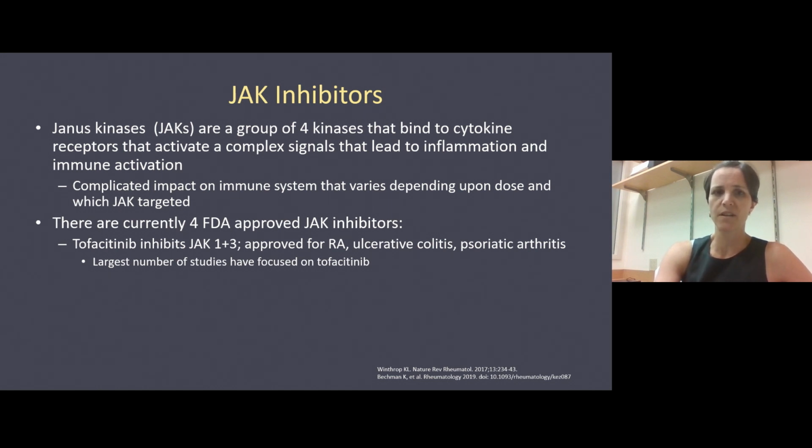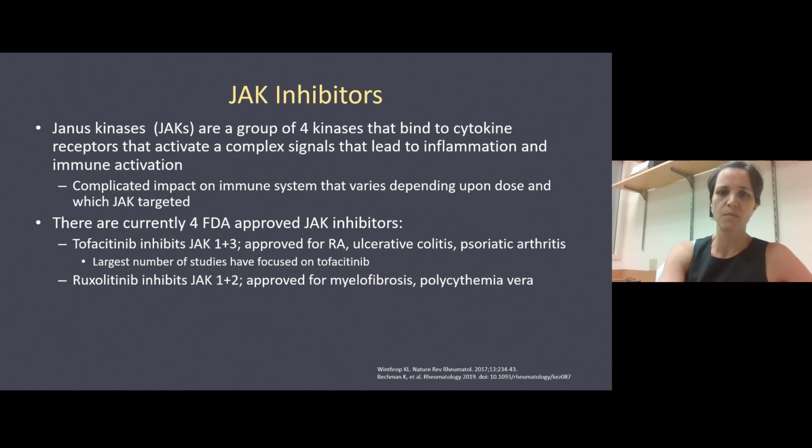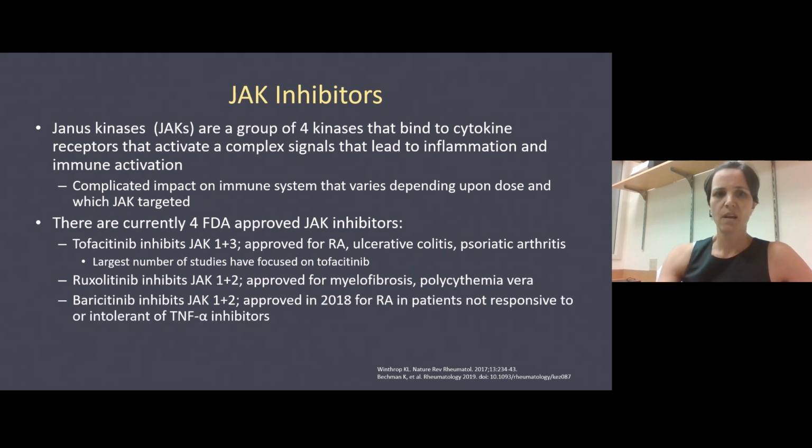People are very excited about this drug. The one you're probably most familiar with is tofacitinib. It's approved for rheumatoid arthritis, UC, and psoriatic arthritis. And most of the studies that we know about this family of drugs are from tofacitinib. Ruxolitinib probably flies under the radar because it's just approved for myelofibrosis and polycythemia vera. So unless you practice at a cancer center, you may be less familiar.